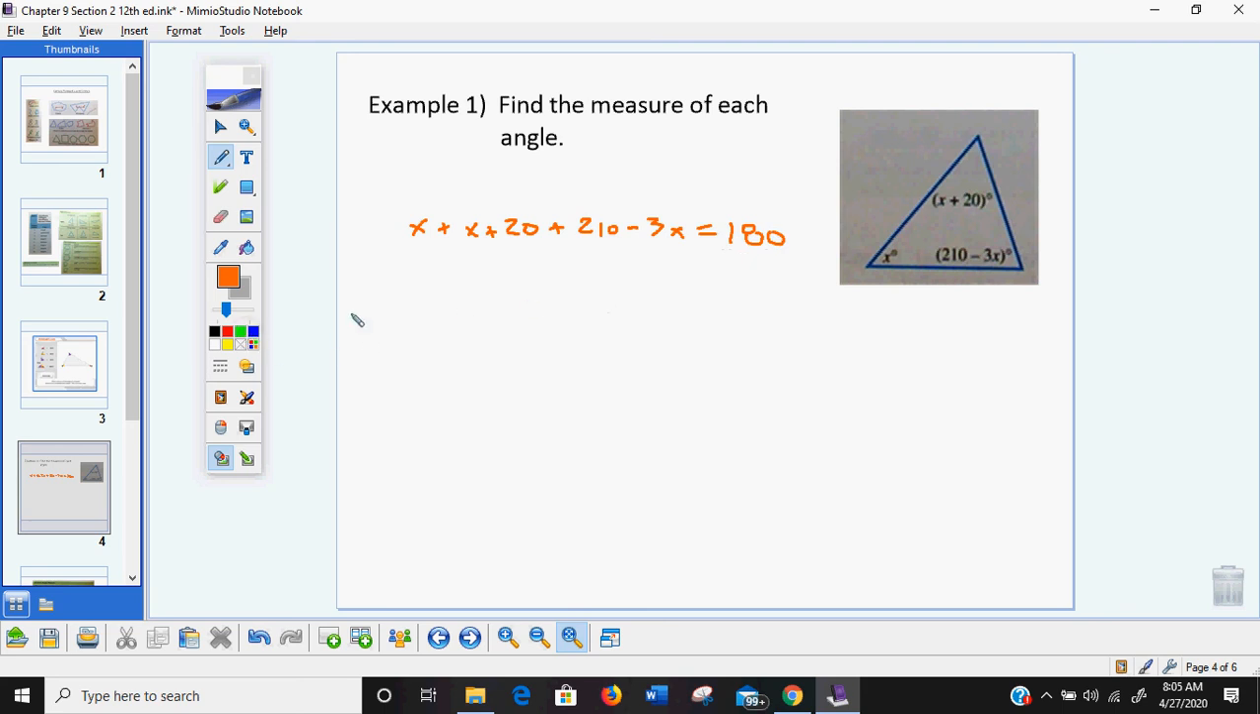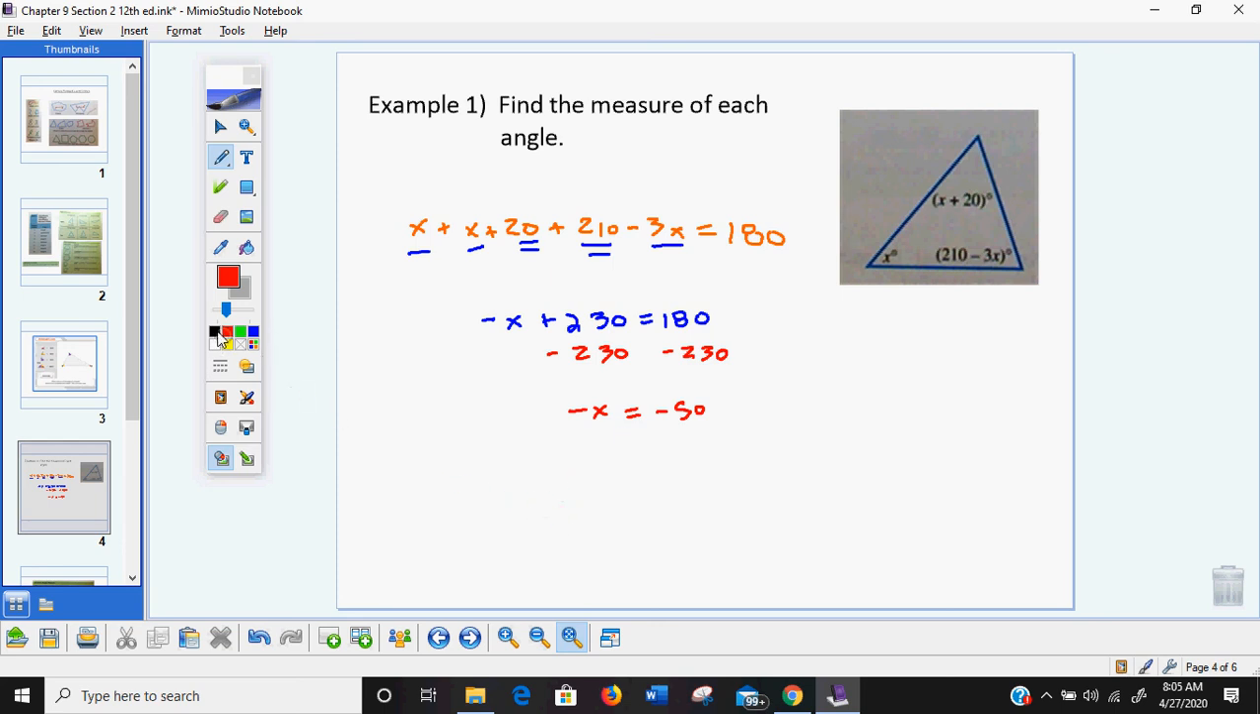Now let's combine some things. We can put all our x's together. 1x, 2x, minus 3x. That's going to give me a negative 1x. Okay, and then I can put my whole numbers together. So that's going to be plus 230 equals 180. I'm going to move my numbers to the right, so I'm going to subtract 230 here. And I'm going to have negative x equals a negative 50.